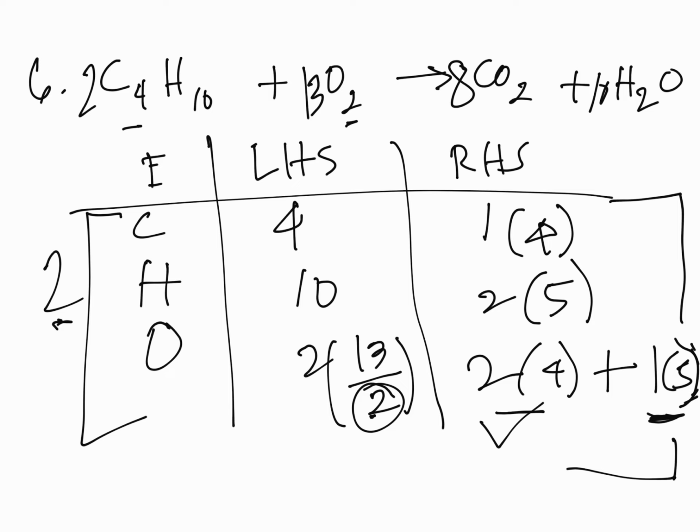Let's see if we can balance. Carbon, that's 8, carbon 8. Hydrogen 20, that's 10 times 2, that's 20. Oxygen, 13 times 2, that's 26. So this is 8 times 2, that's 16. Plus 10, that's 26. So this is already balanced.